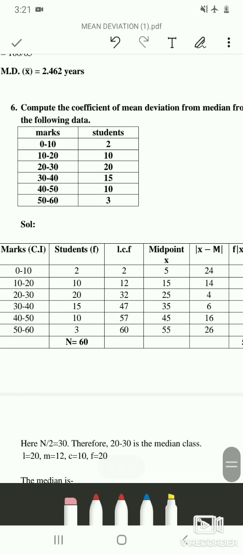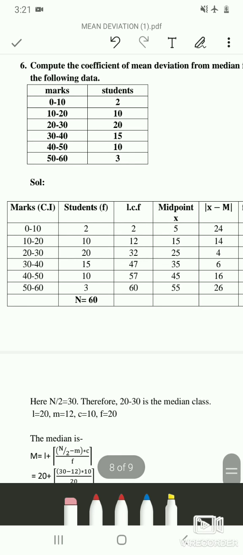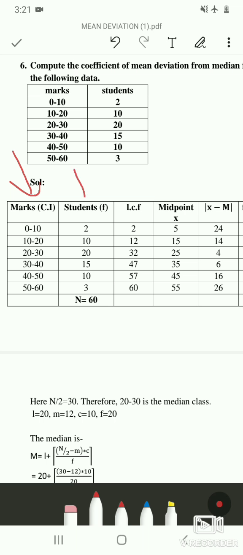So we know how to calculate median for a given continuous data. I hope you guys have gone through those problems. So let's make a table first, wherein the first column is of the class intervals and the next column is for students. And because we are calculating median, we have to calculate the less than cumulative frequency. So now let's see the median.